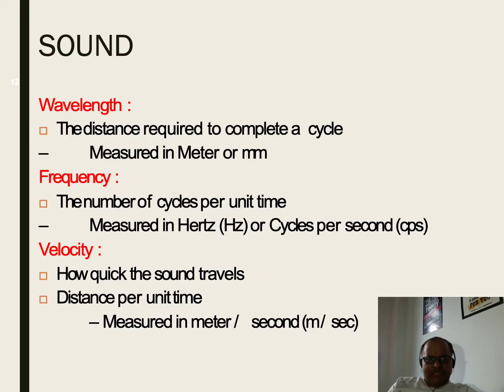Like sound, there are three terminologies. One is wavelength. Wavelength is the distance required to complete a cycle. It is measured in meters or mm. Frequency is the number of cycles per unit time, measured in hertz or cycles per second. Velocity is how quickly the sound travels, distance per unit time, measured in meters per second.